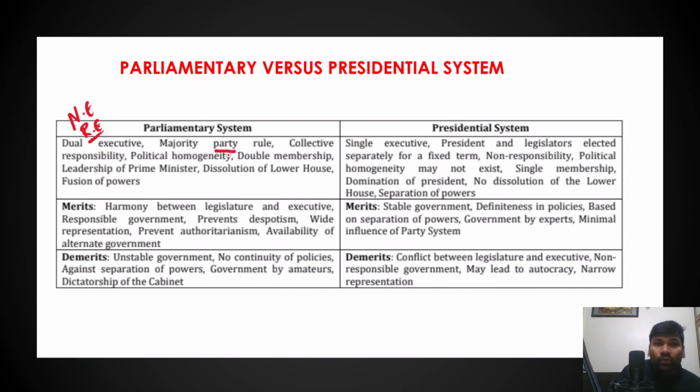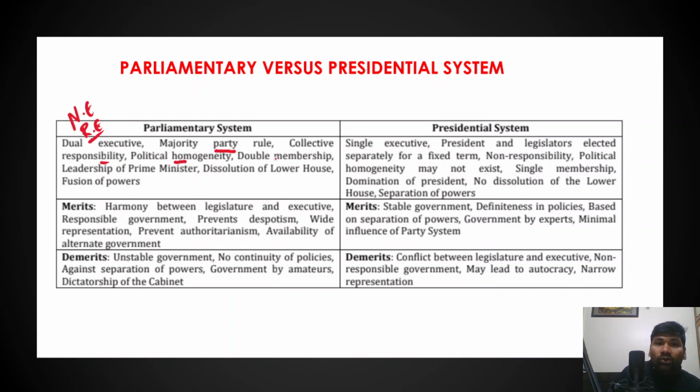And we have the majority party rule, the collective responsibility of the Council of Ministers to the lower house, and there is also political homogeneity, because the Council of Ministers are from a single political party. So this is also known as the majority party rule. Therefore there will be more stability, since all the Council of Ministers are from one political party and they have a common ideology.